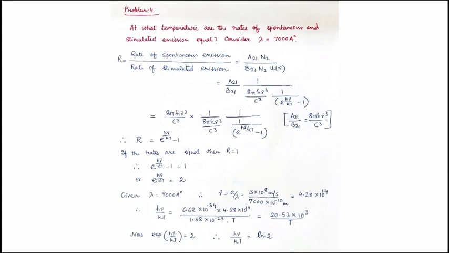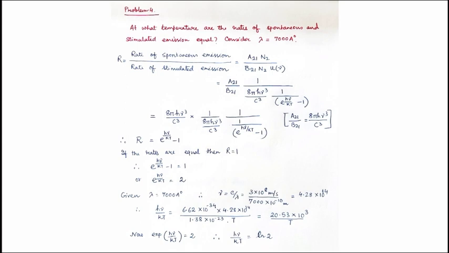What is U nu? U nu is the energy density. From the derivation of the Einstein A and B coefficients, we know that we can write this from Planck's law, U nu as 8 pi h nu cube by c cube, times 1 by e to the power h nu by kT minus 1. And from the Einstein A and B coefficients, A21 by B21 is also 8 pi h nu cube by c cube.